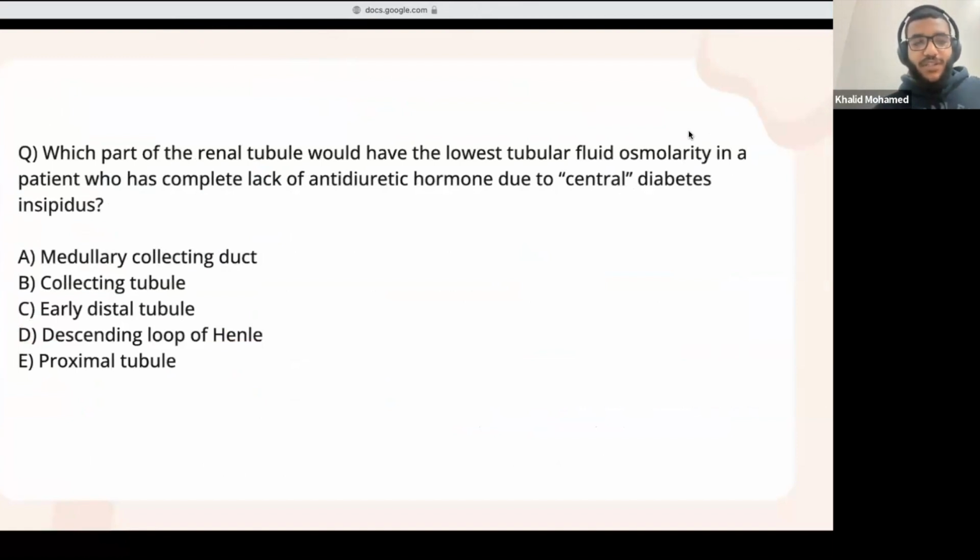Which part of the renal tubule would have the lowest tubular fluid osmolarity in a patient who has complete lack of antidiuretic hormone due to central diabetes insipidus? Okay, the answer is saying A. Any other answers?